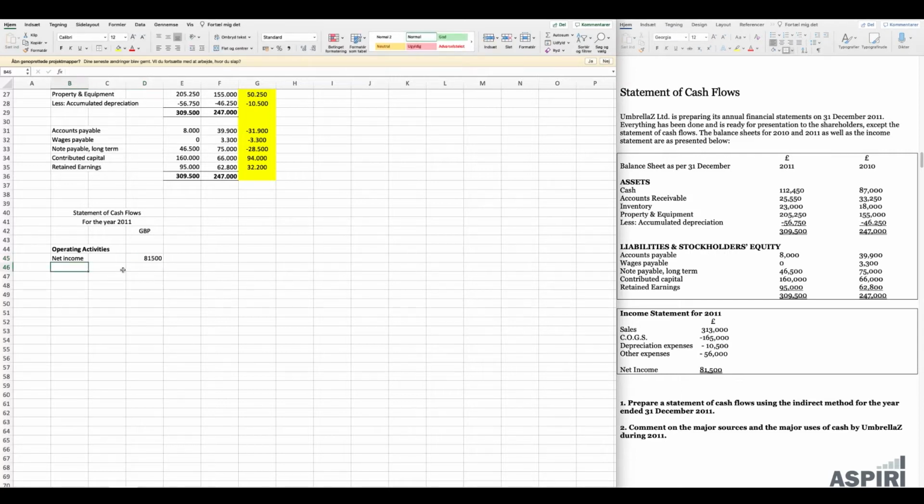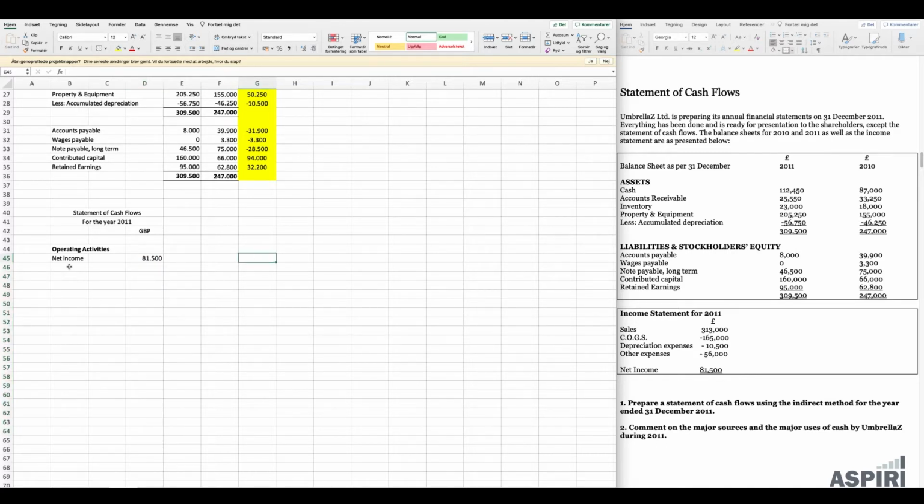And this, by the way, is always the case. We always start with the net income. So whenever you are asked to do a statement of cash flows, you always start with the net income, just like we did here. And then we'll proceed. I just want to make 1,000 separated like this.